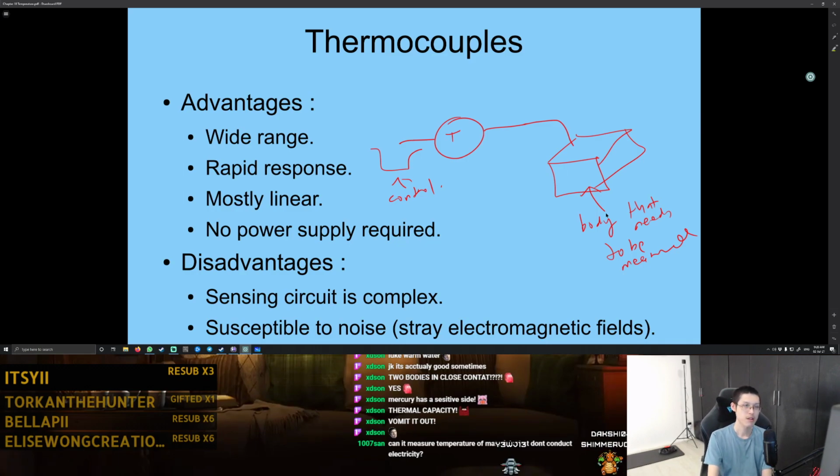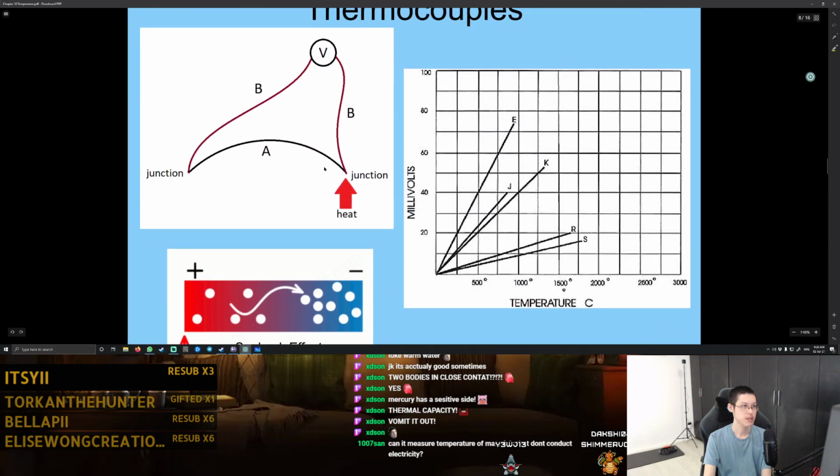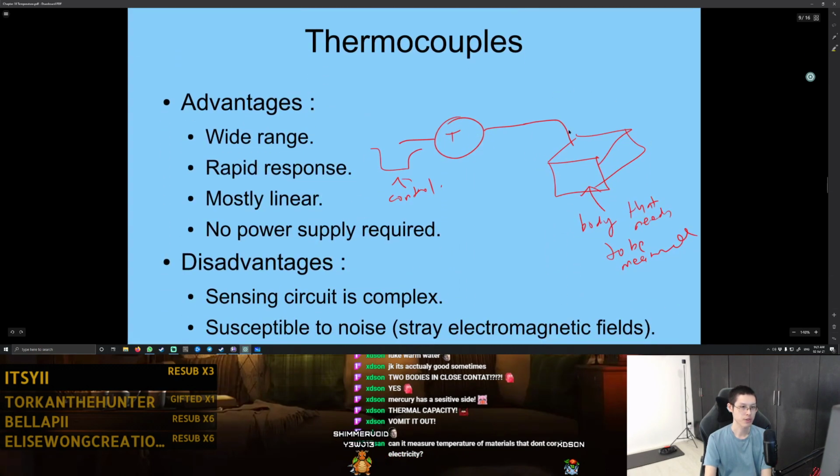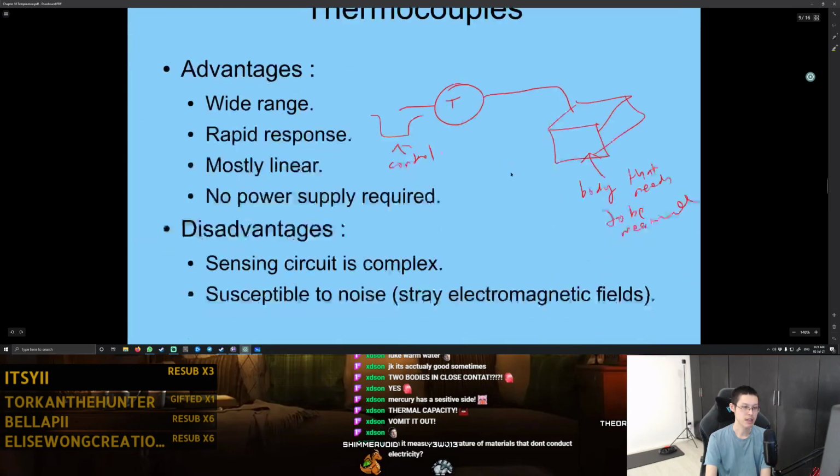The conduction of electricity only happens in the thermocouple itself. So this diagram represents the thermocouple itself. The junction, you just have to put it in contact with whatever you are trying to measure. And that's it. That's all you have to do. It doesn't matter if the body is an insulator. As long as it is in contact with the thermocouple, the Seebeck effect is going to happen, and then you get a measurement.